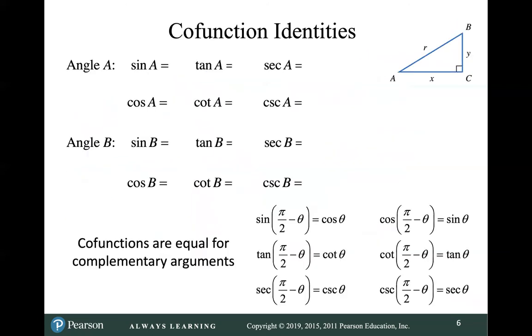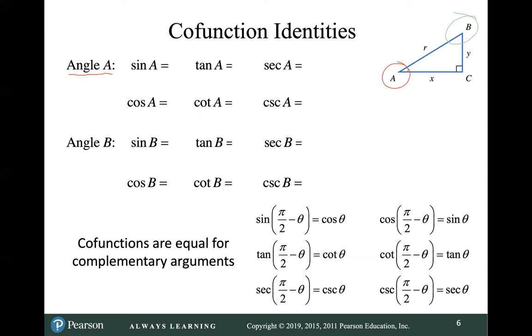Okay, let's take a look at our next type of identity. And for these identities, I want to show you where they come from. So cofunction identities: sine and cosine, tangent and cotangent, secant and cosecant, right? Those are cofunctions. And what they come from is a right triangle. If I have two angles here, I have angle A, and I'll use a different color here for angle B. So first we want to look at all of these ratios, all of our trigonometric values in terms of x, y, and r for angle A.